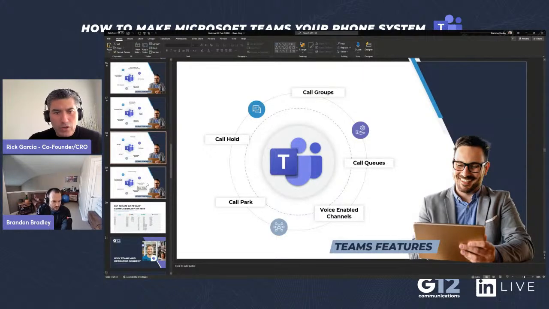Some basic stuff: call groups, call hold, call park, call queues, and voice-enabled channels. The voice-enabled channel is one of the newest features there. If you've got a group of people in Microsoft Teams, you can certainly drive a call into a group of people in Microsoft Teams as a channel.